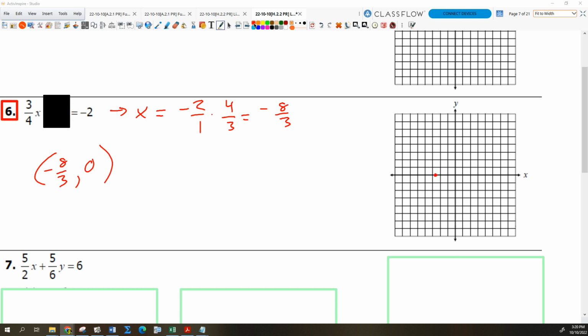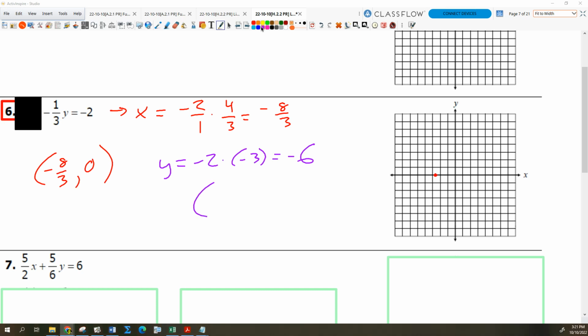To find the y-intercept, I'm going to set the x term equal to 0. Negative 1/3 y equals negative 2. So what's y going to equal? What do I have to do to undo multiplying by negative 1/3? Multiply by the reciprocal, which is negative 3. So y is going to equal negative 2 times negative 3, which is negative 6, right? So I get the ordered pair (0, 6). You're right, positive 6. Negative times negative is positive. Okay, so (0, 6) is right there.